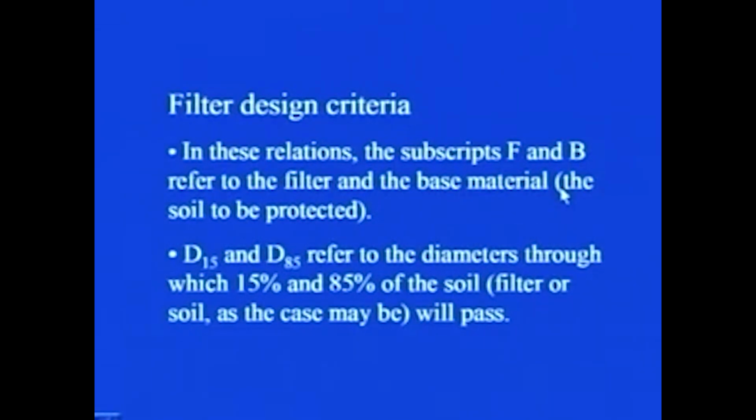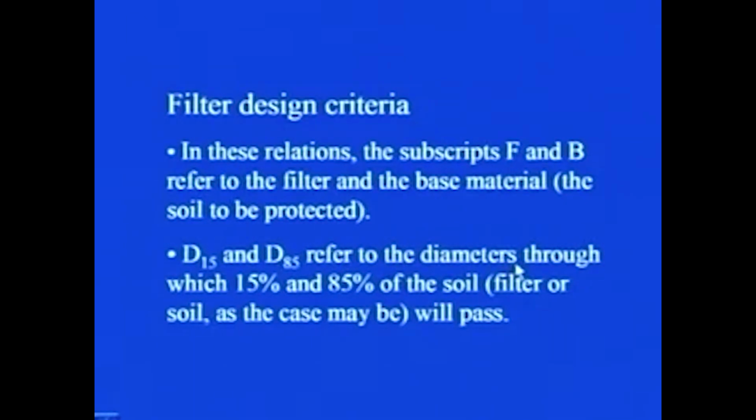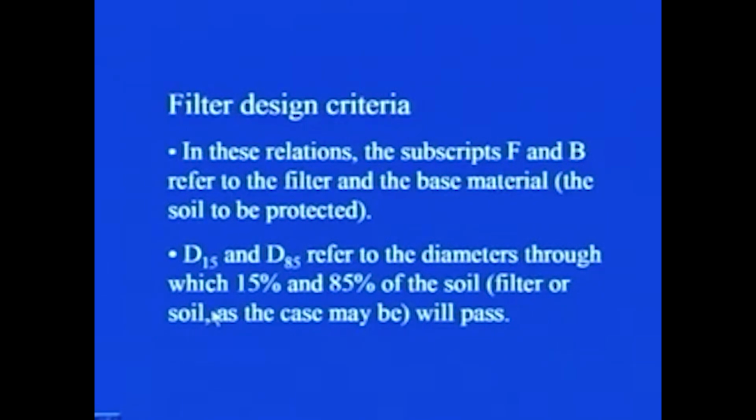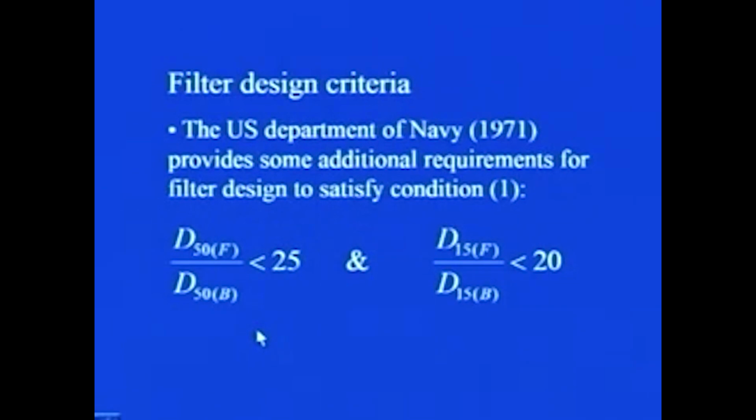Base material means the soil which is to be protected, that is the backfill soil. D15 and D85 refer to the diameters through which 15% and 85% of the soil will pass, in case of filter or the soil as the case may be. Then the US Department of Navy in 1971 provided some additional requirements for filter design to satisfy condition 1, that is the soil which is to be protected should not get washed into the filter.